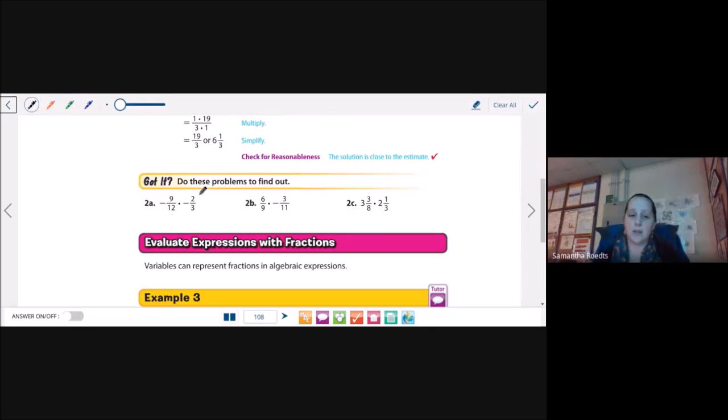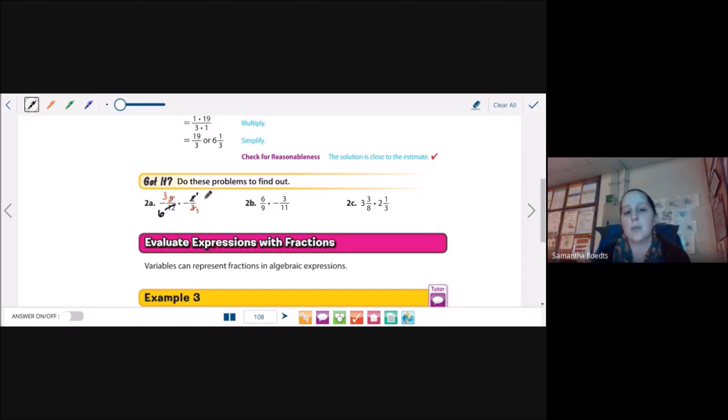-9/12 times -2/3. So I can notice that 2 and 12 have common factors. 2 divided by 2 is 1. 12 divided by 2 is 6. I can also notice that 9 and 3 have common factors. 3 divided by 3 is 1, and 9 divided by 3 is 3. This is perfectly acceptable as long as you're not canceling from here to here on your top or just on your bottom. You have to have one top and one bottom, okay?